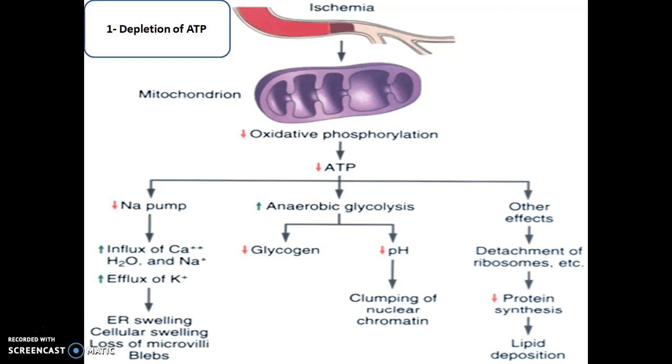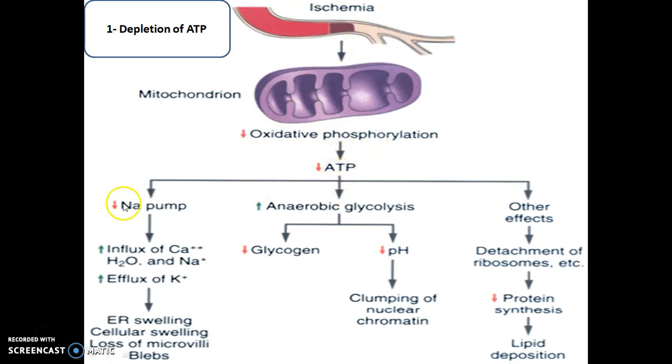High energy phosphate in the form of ATP is required for virtually all synthetic and degradative processes within the cell. They include membrane transport, protein synthesis, lipogenesis, and the deacylation and reacylation reactions for lipid turnover. What will happen because of ischemia? There is decrease in oxidative phosphorylation and decrease in ATP formation.